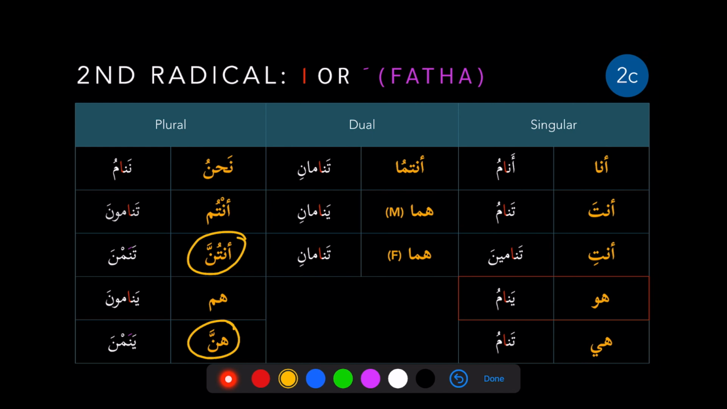In theory, the antunna conjugation wants to be tanamna. So because we have the fatha, we put a sukoon here, and the alif, we put a sukoon here, and we know that the double sukoon is prohibited in Arabic, which I should put in red, prohibited, and then this becomes tanamna, which corresponds with antunna, but the same logic would lead us to hunna yanamna.